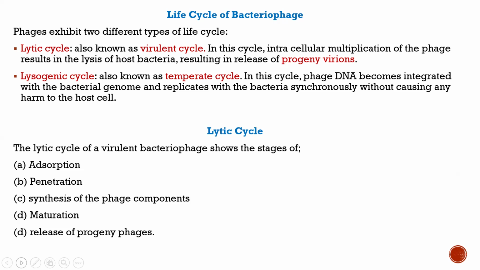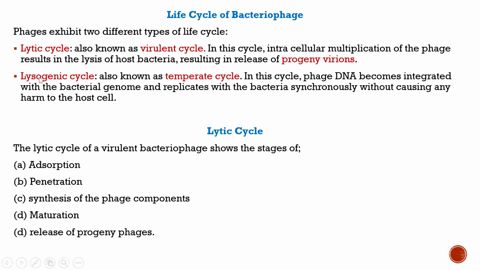The lytic cycle, also called the virulent cycle. Okay, so they involve intracellular multiplication of the phage, which results in the lysis of the host bacteria, okay, resulting in a release of progeny virions. So I'm still going to explain the lytic cycle more, but when talking about the virulent cycle, that involves killing of the bacteria by lysing the cell wall of the bacteria.